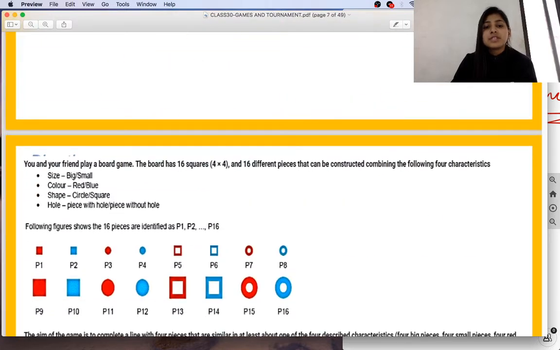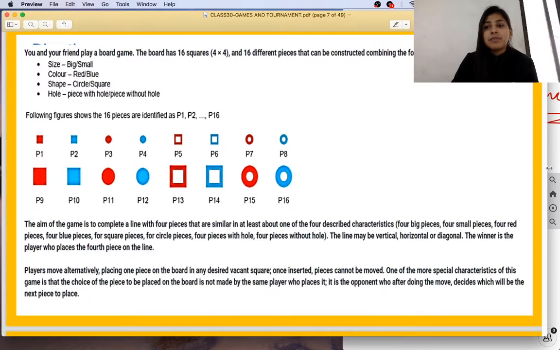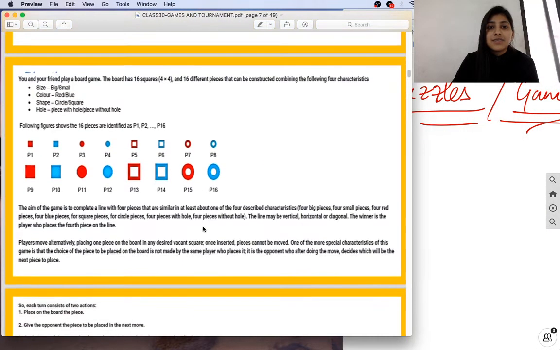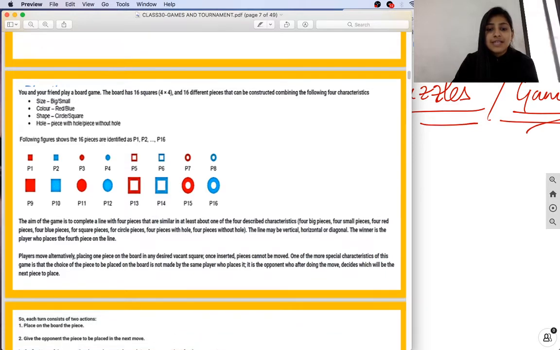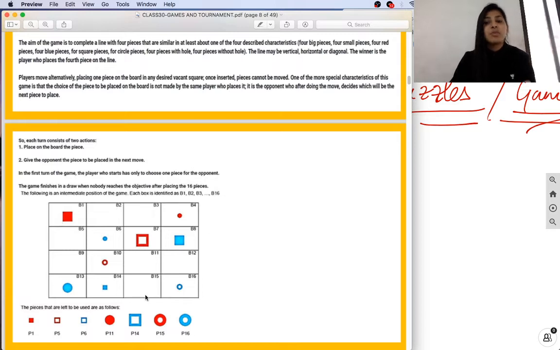So this is the problem. You and your friend play a board game. The board has 16 different pieces. The board has 16 squares, 4 by 4. So the board looks something like this. This is a 4 by 4 board, which has 16 boxes, and these 16 boxes are to be filled by 16 different shapes.